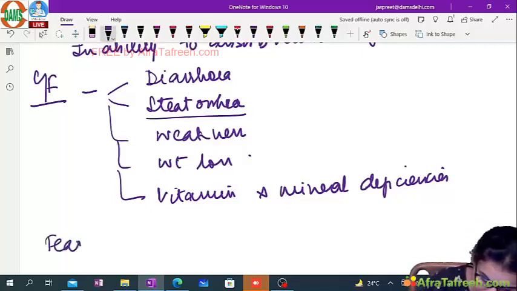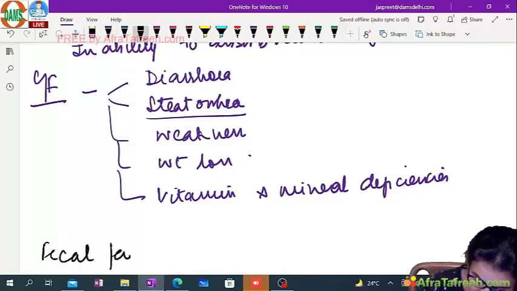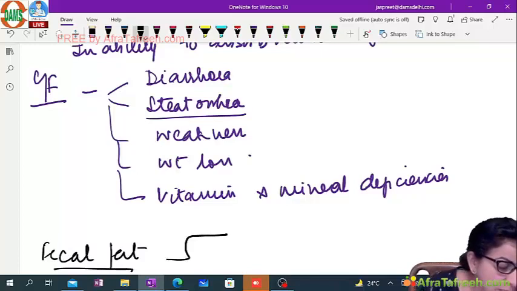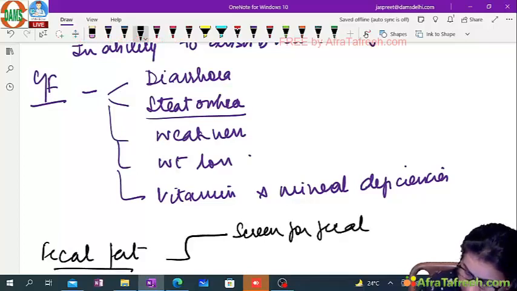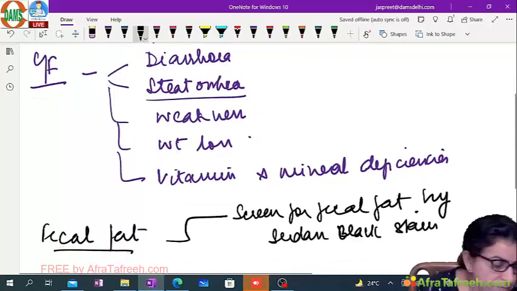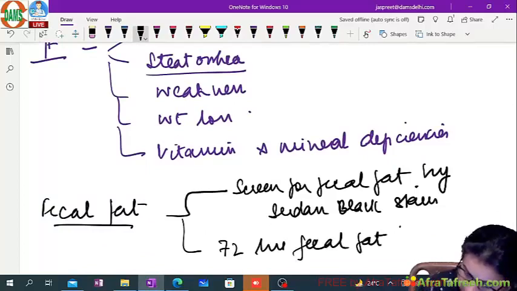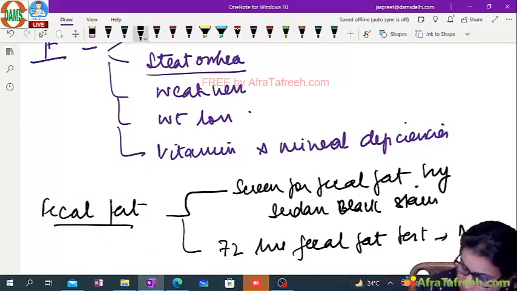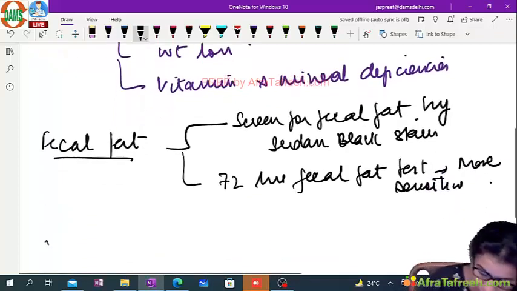So fecal fat, so fat in the stools. How can you demonstrate fecal fat? Number one, you can do a screen for fecal fat by Sudan black stain. Or you can do a 72 hours fecal fat test. This is of course more sensitive. Okay, now let's see the causes of malabsorption, which I am going to talk about.